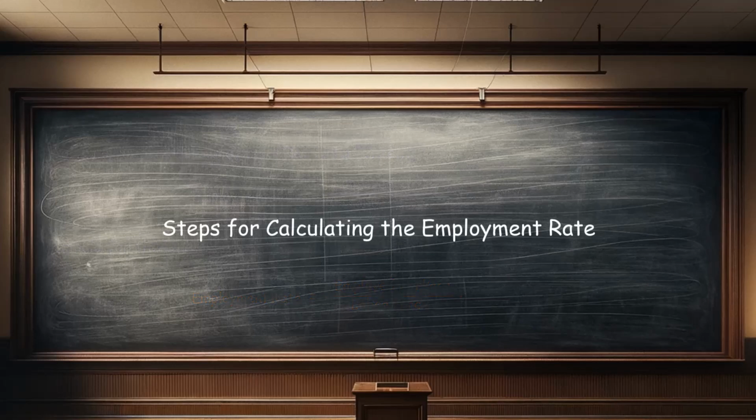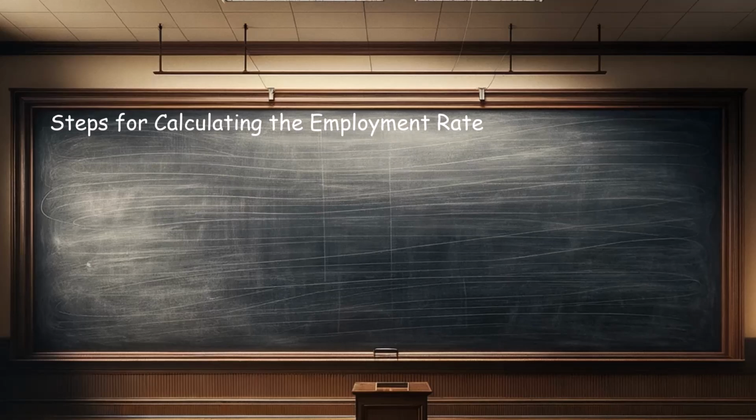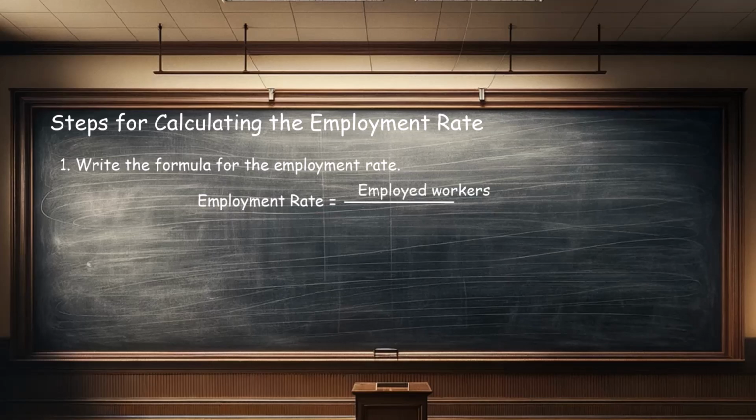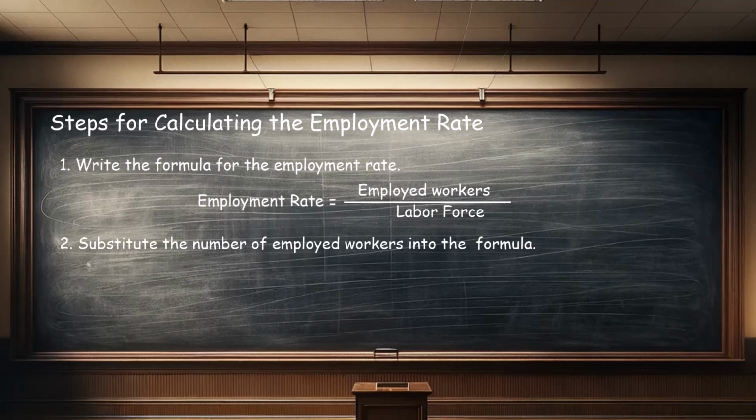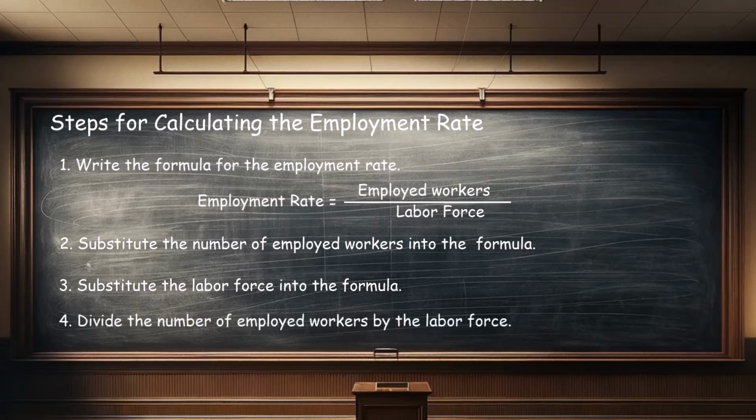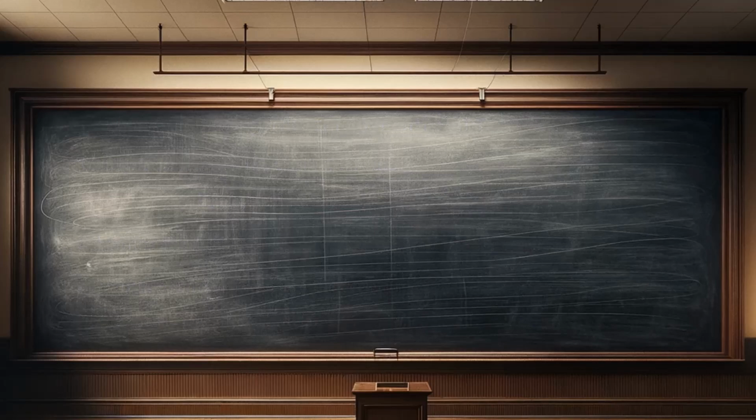Now, let's look at how to solve a problem. 1. Write the formula for the employment rate. The employment rate equals the number of employed workers divided by the labor force. 2. From the problem statement, substitute the number of employed workers into the formula. 3. From the problem statement, substitute the size of the labor force into the formula. 4. Divide the number of employed workers by the labor force.